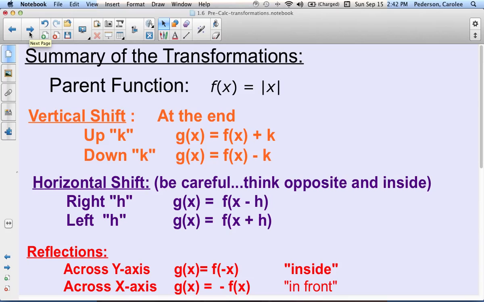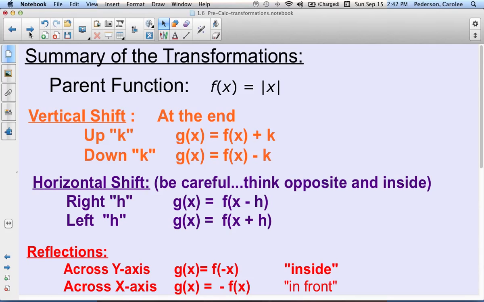What we have is a parent function. I'm just going to throw out an absolute value function. And then we apply transformations. There are many types of transformations. There's vertical, horizontal, reflections, stretches, and compressions.